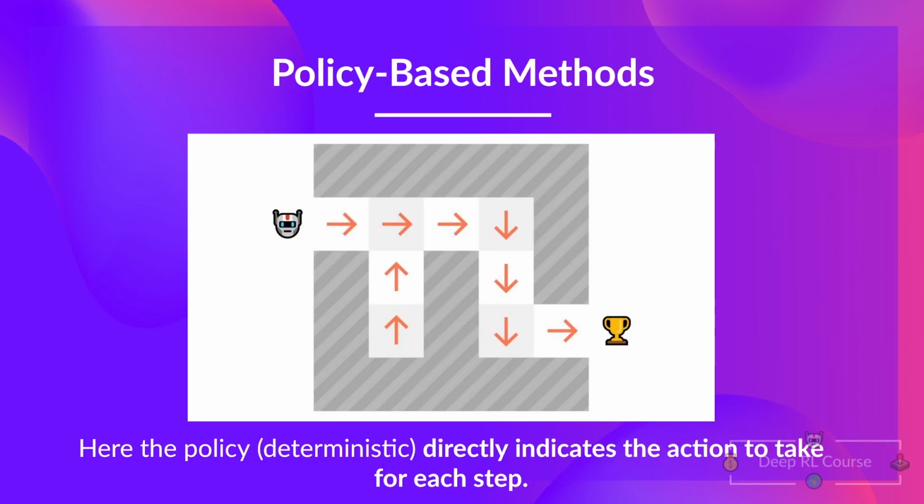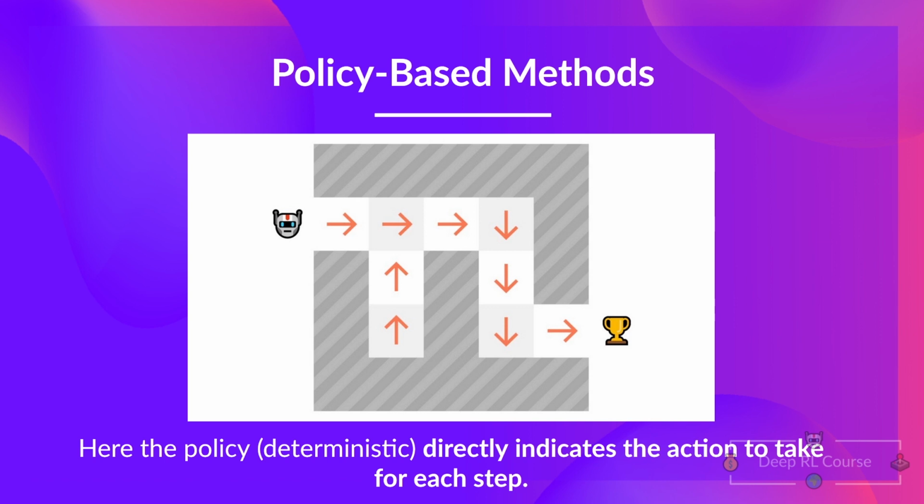In the policy-based method, we learn the policy function directly. This function will map each state to the best corresponding action at that state. What we see here, in order to get out of the maze, is what action to take at each state. In fact, it can also be a probability distribution over the set of possible actions at that state.